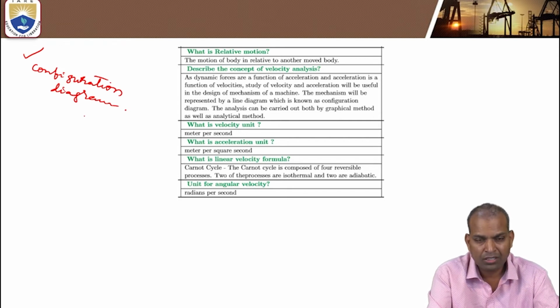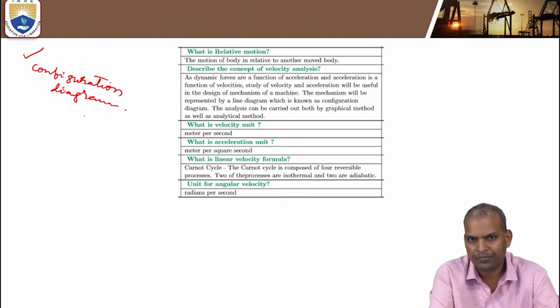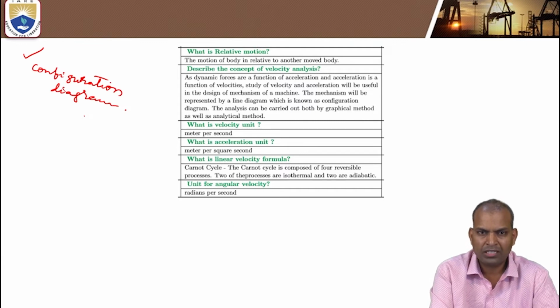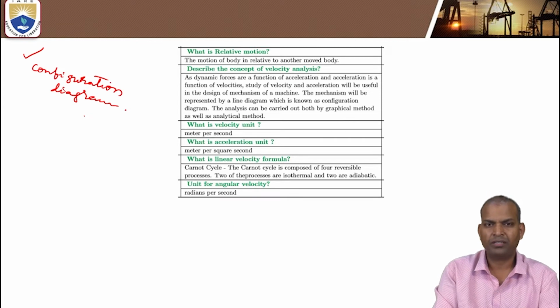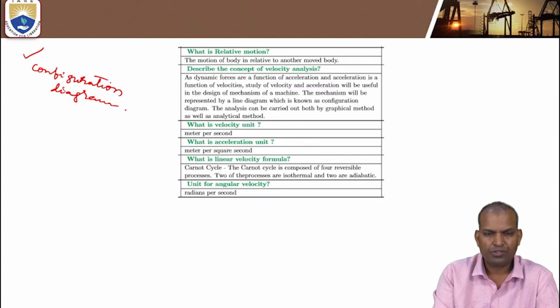In the velocity analysis, first we draw the line diagram or configuration diagram of a mechanism. Then we use the method. There are two types of methods, either analytical or graphical. The graphical method we use is the relative velocity method. We find out the unknown velocities of the links of a mechanism. That procedure is known as velocity analysis.